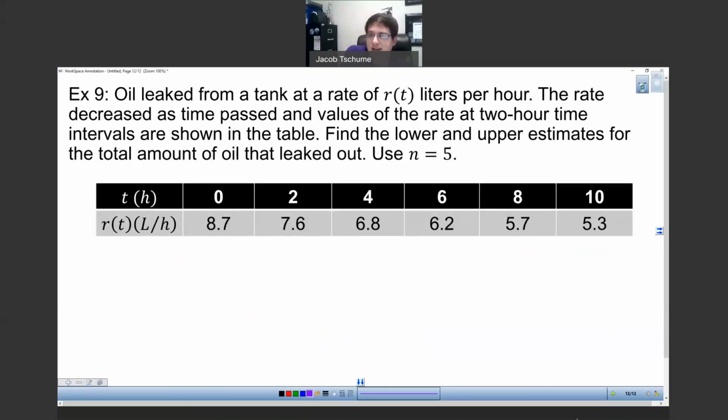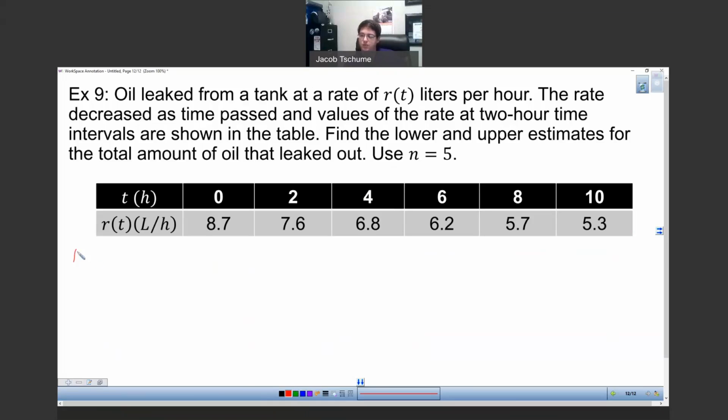Oil leaked from a tank at a rate of R of T liters per hour. The rate decreased, keyword there, the rate decreased as time passed and values of the rate at 2-hour time intervals are shown in the table. Find the lower and upper estimates for the total amount of oil that leaked out using N equals 5.